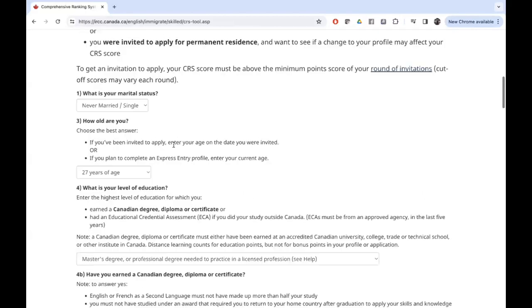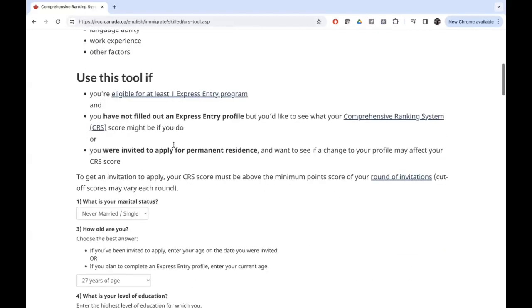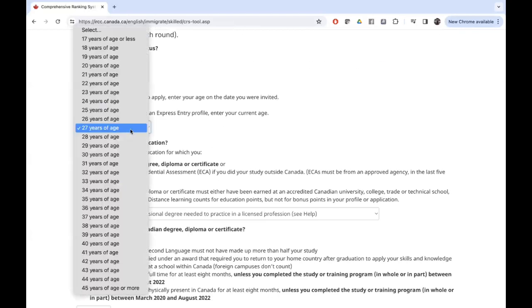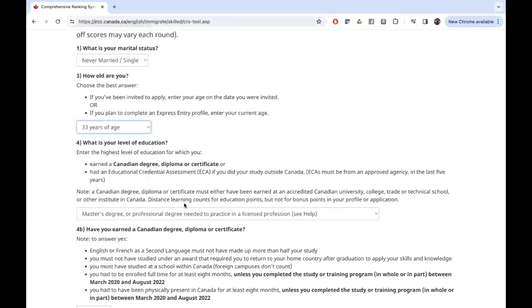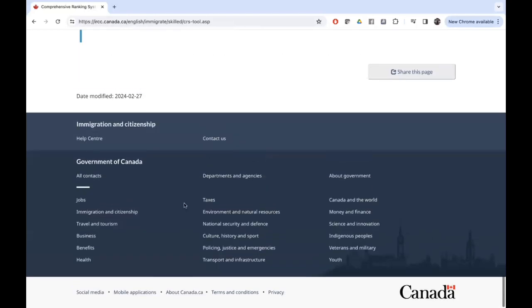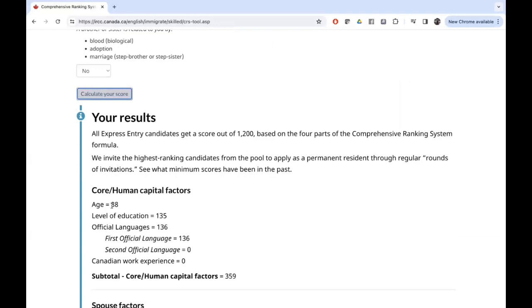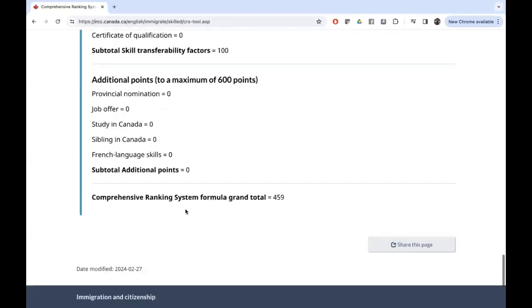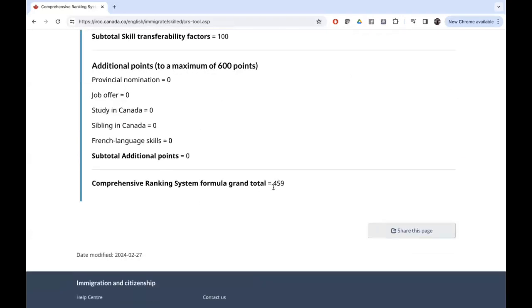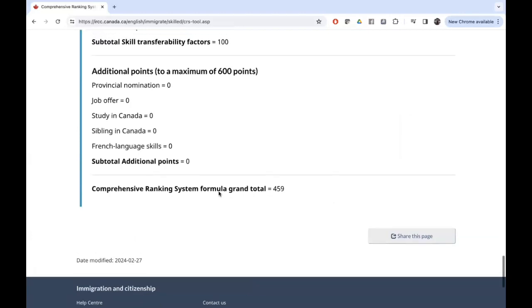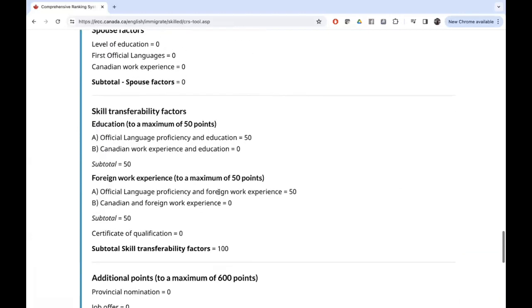Now I say, okay, no here. And for the age, I go and I change it to 33 years. And now I calculate again. So from 110, I have come down to 88 points for age. Okay, and now my points have gone down to 459. So that much difference it creates.